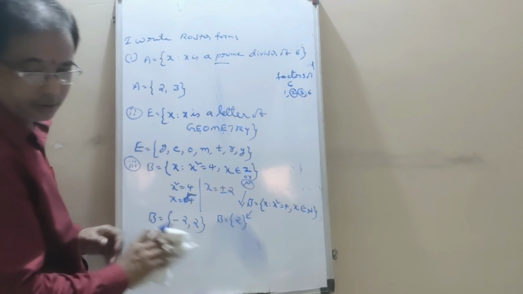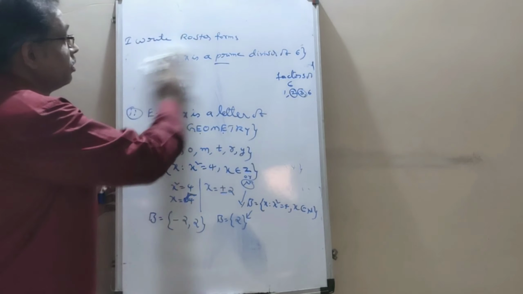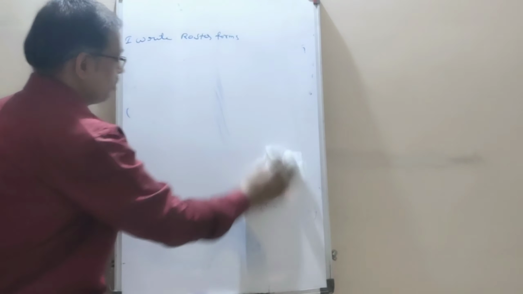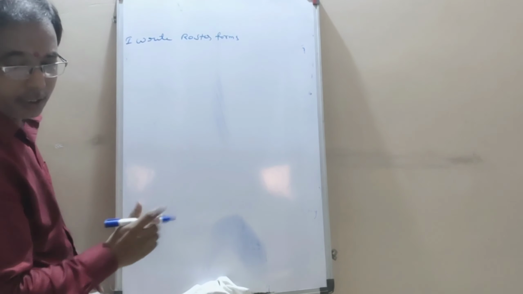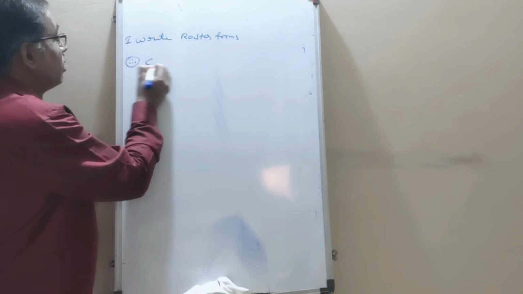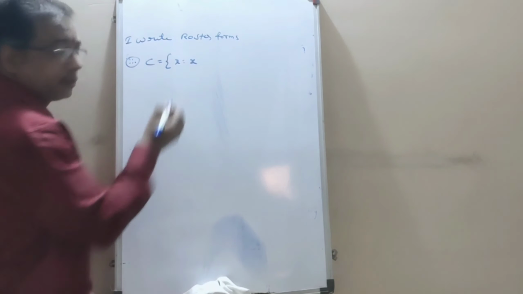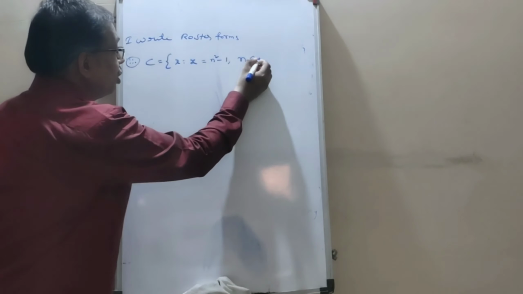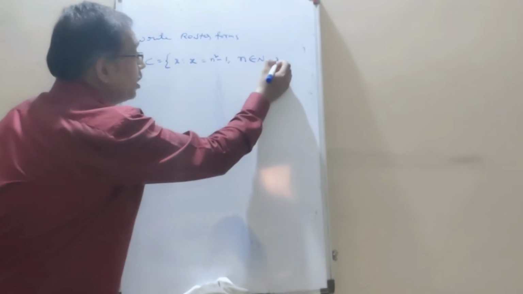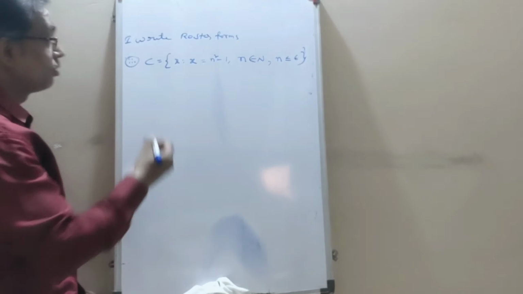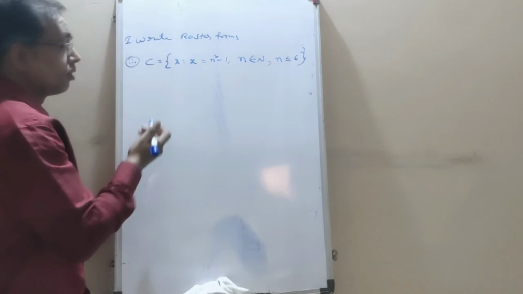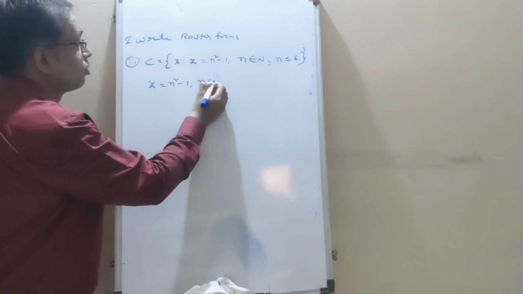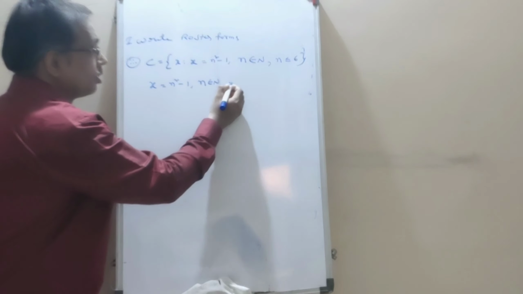And the next one is x is equal to n square minus 1, n belongs to N, n less than or equal to 6. These are very, very important, and these types are mainly asked. Here x is equal to n square minus 1, n belongs to N, that means all natural numbers, and they are up to 6.